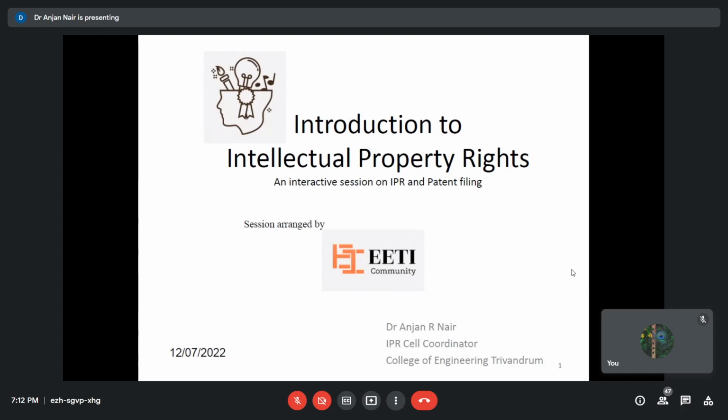So the topic given to me is introduction to intellectual property rights, popularly known as IPRs. And I'm sure most of you might have heard the term patents and things like that. That's why the heading has been given as an interactive session on IPR and patent filing. So we'll focus more on patents, but I will cover all the IPs basically connected with this.